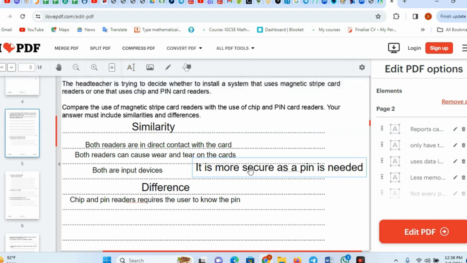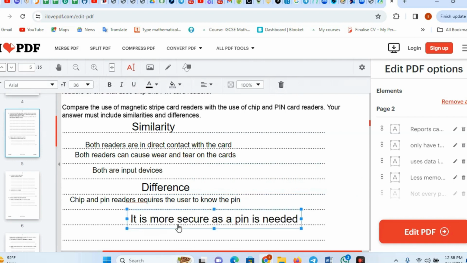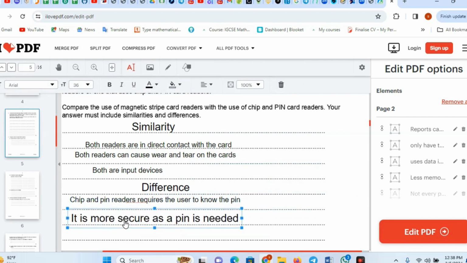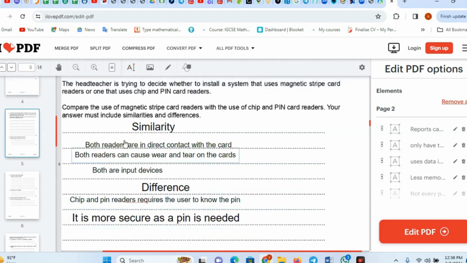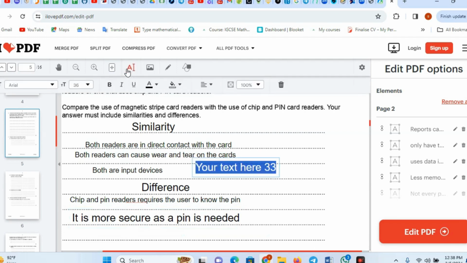That's the second difference. Now, the third one is what? Chip and pin reader prompts the user to enter a pin. Just like I said in the number one difference that I gave, that is, you need a pin.